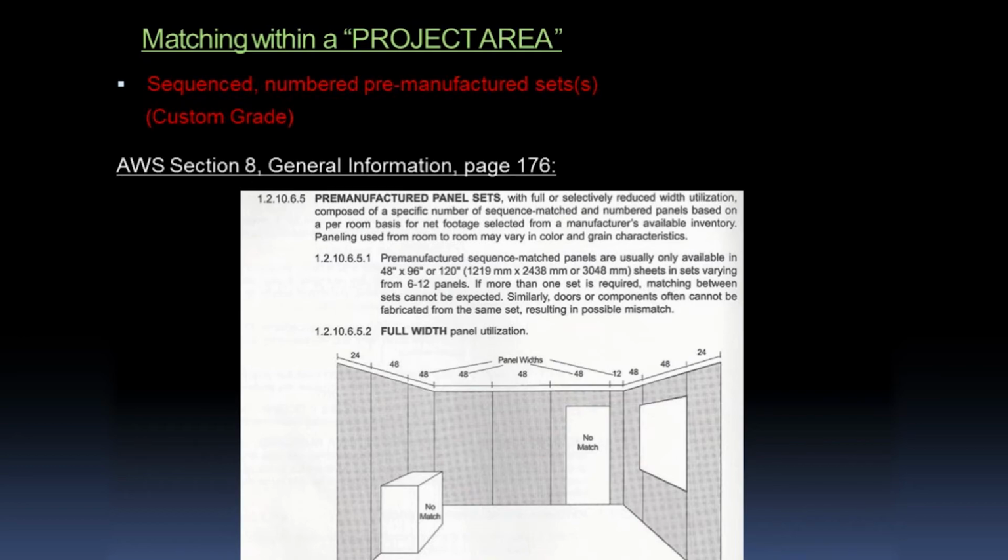In the interest of contrasting here, we'll talk about custom grade for a moment. We've seen that pre-manufactured sequence and numbered sets is the default for the minimum requirement for custom grade, and that's what you see in the illustration in the slide here. And the text that goes with the illustration states that a different sequenced and numbered paneling set may be used for each project area. Consequently, quote, paneling used from room to room may vary in color and grain characteristics, and that, quote, if more than one set is required within a room or project area, matching between sets cannot be expected. So that basically gives you the standard for custom grade matching within a quote-unquote project area.